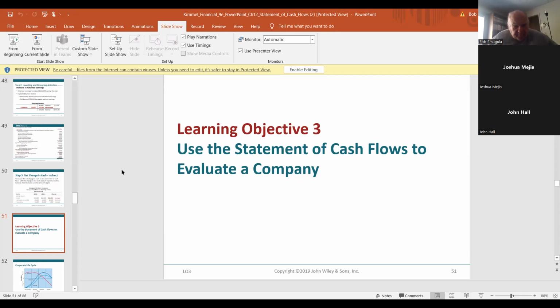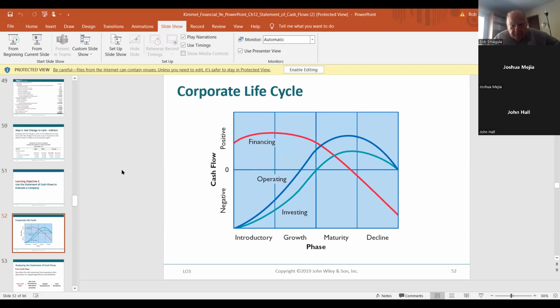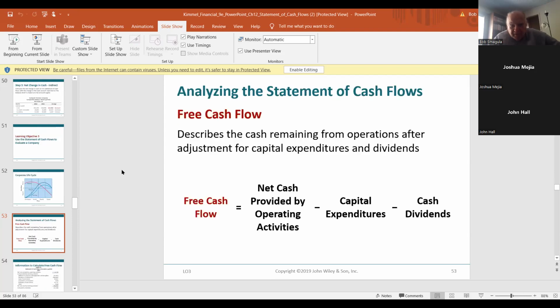Let's evaluate a company now. Corporate life cycle. Here's a metric. This will be on the test with absolute certainty. Free cash flow: net cash provided by operating activities minus capital expenditures minus cash dividends.